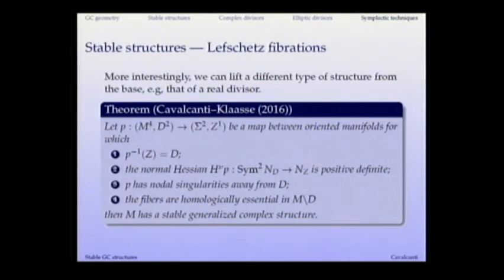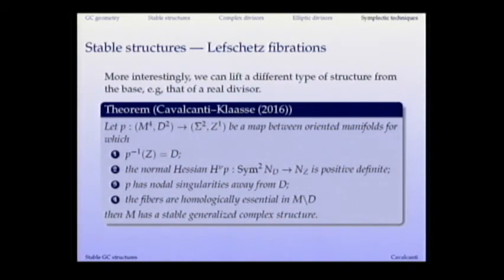And the normal Hessian is actually positive definite over the boundary. And outside this D and Z, where I have specified singular behavior, I should have only nice singularities, so Lefschetz type singularities. And besides those, the rest of it, the map should be a fibration, and the fiber should be homologically essential, so it should be homologically non-zero.